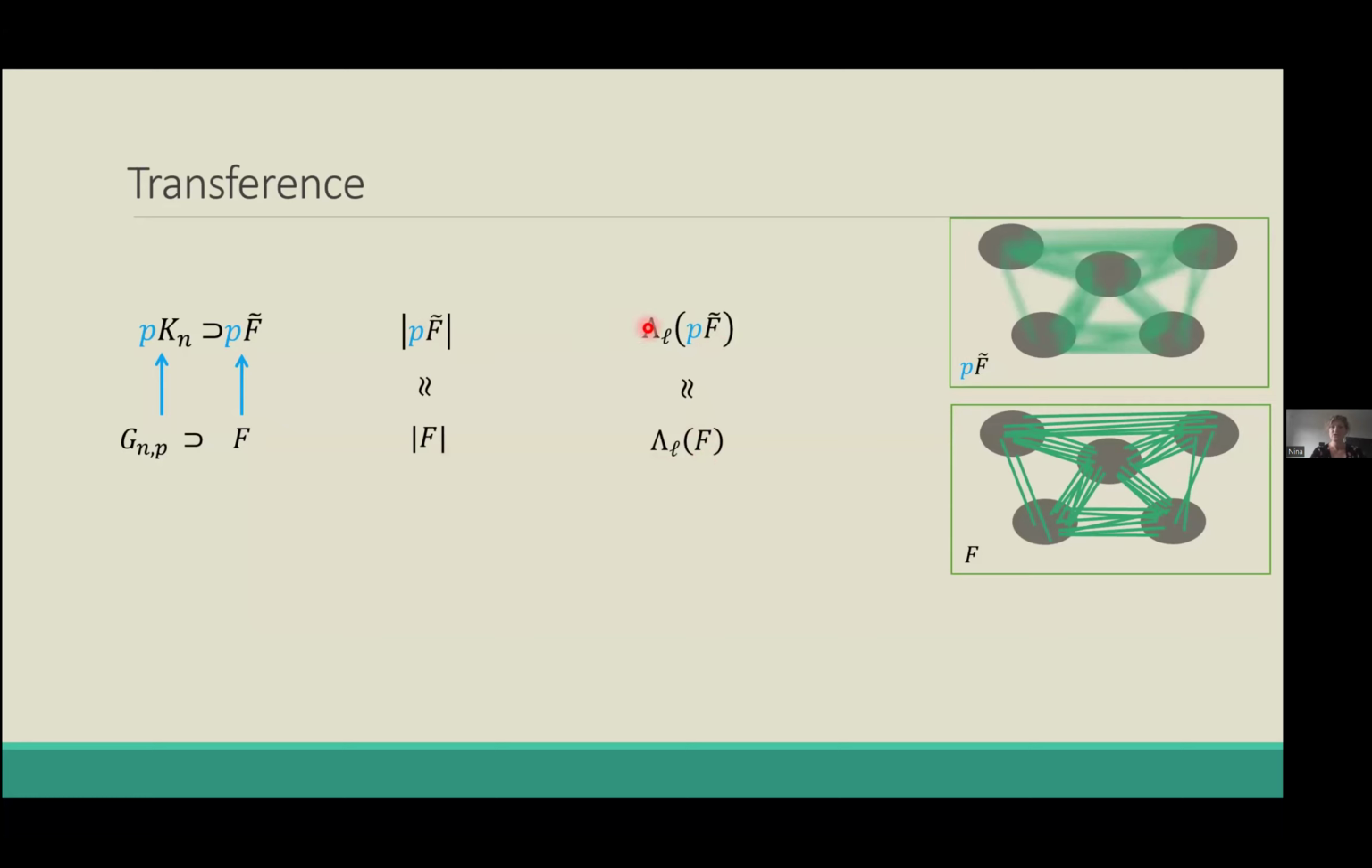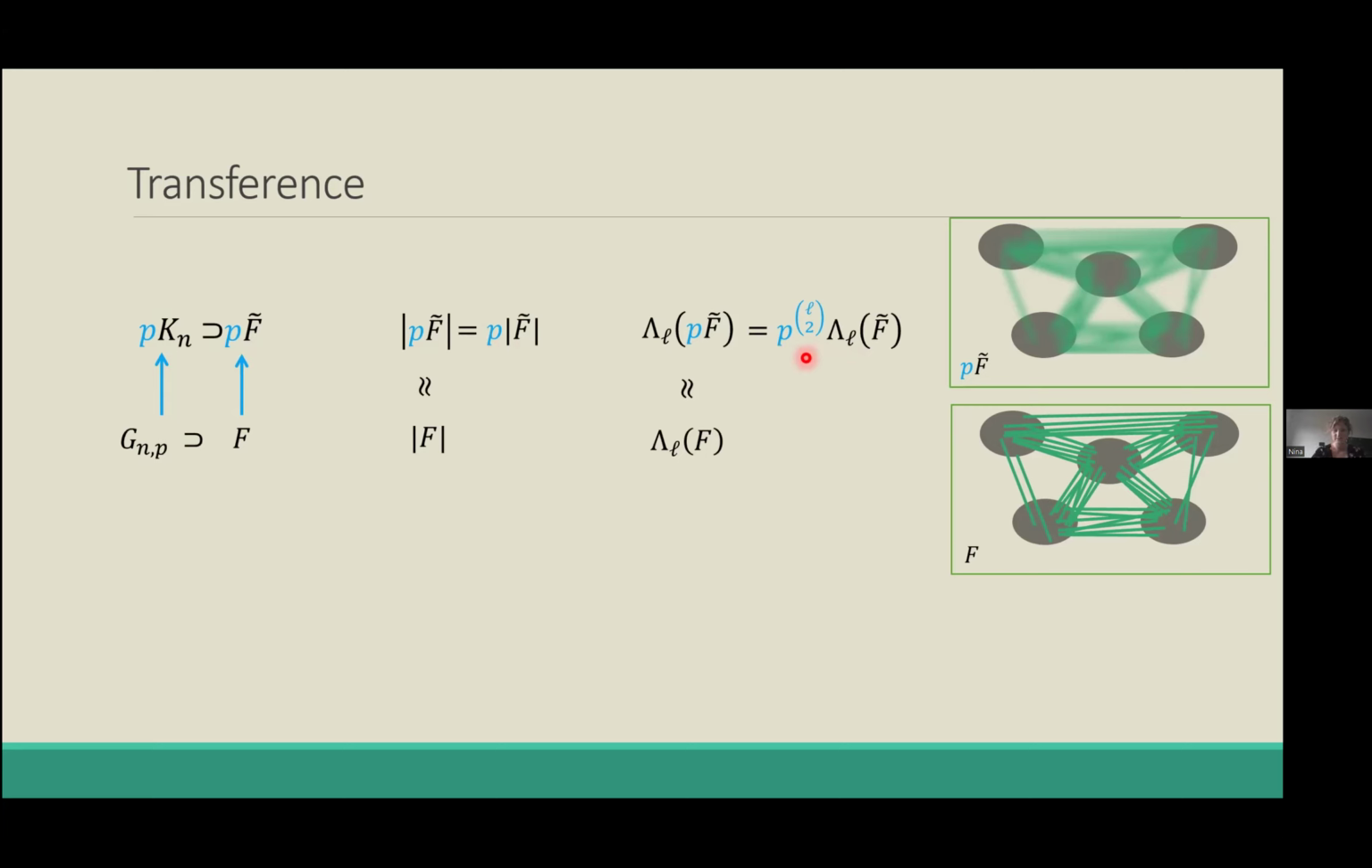And notice that this quantity on top is really just directly related to the graph F tilde. So we can write the number of K_L copies in p F tilde as p to the L choose 2 times the number of copies in F tilde, because each K_L copy in here contributes a weight of p to the L choose 2. And similarly for the number of edges, we can just take out this factor of p. So the transference is what's going to gain us this important factor of p to the L choose 2.